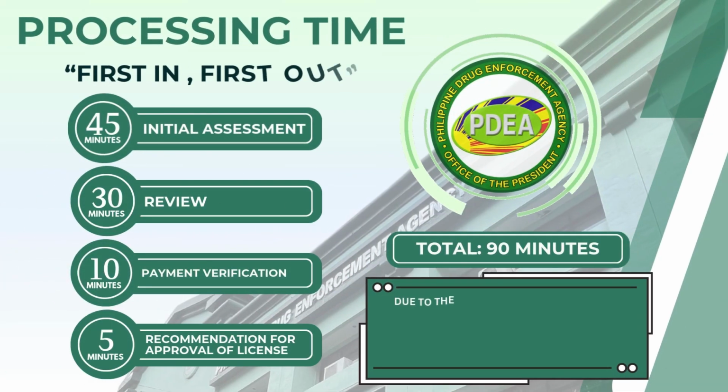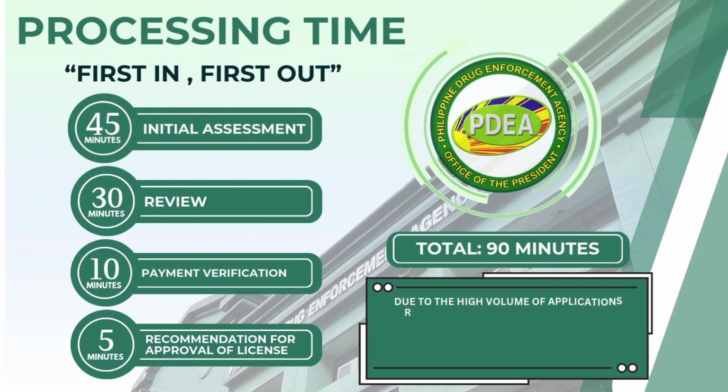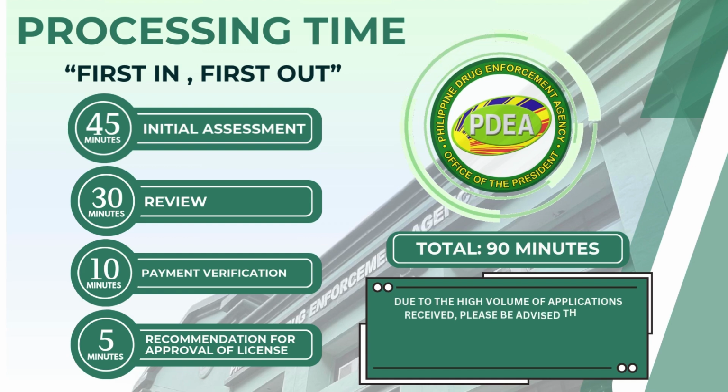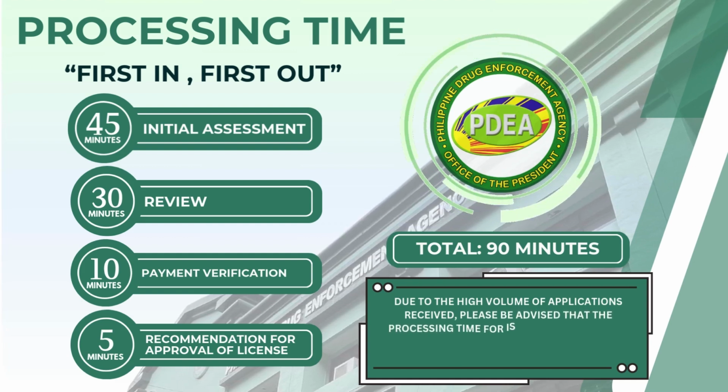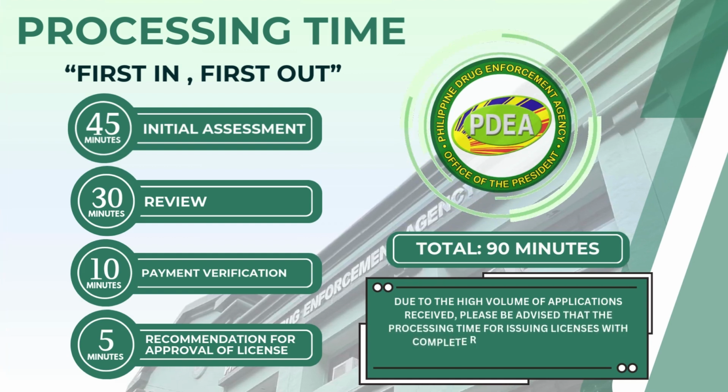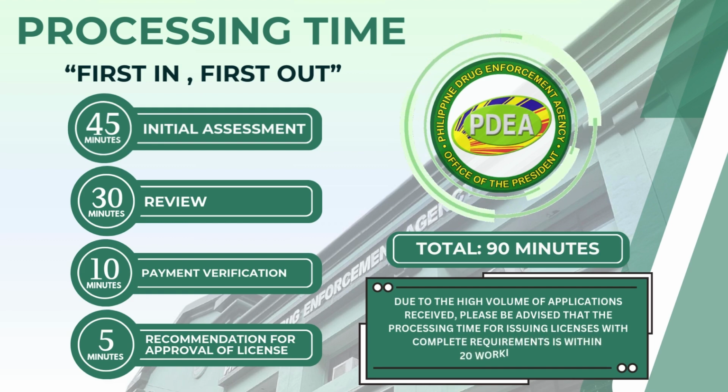Processing time, first in first out basis. The initial assessment is 45 minutes, the review 30 minutes, payment verification care of DDB 10 minutes, and the recommendation and approval of license 5 minutes with a total of 90 minutes. However, due to bulk applications received, issuance of licenses for applications with complete requirements is within 20 working days.